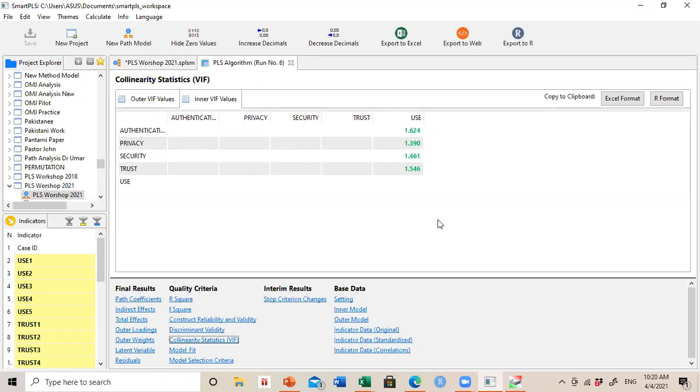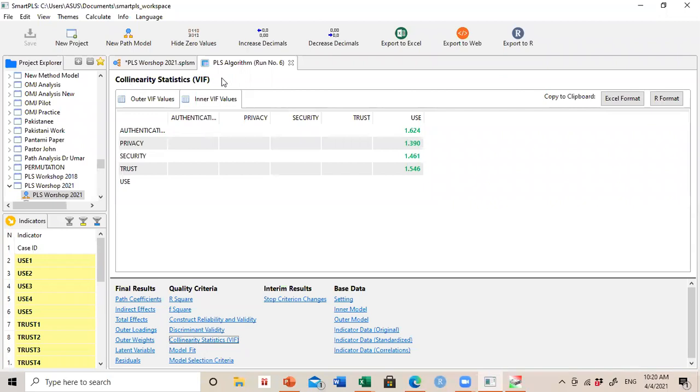No. We are talking of VIF. VIF based on the multiplicity, which is very stringent, is less than 3.3. No, we are talking about beta path coefficients, aren't we? No, first we are talking about VIF. Look at the VIF, here, the collinearity statistics.